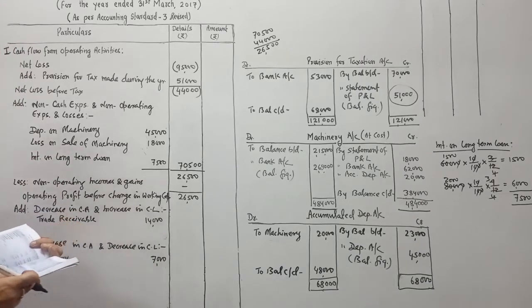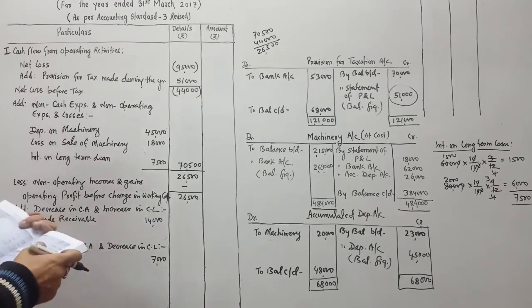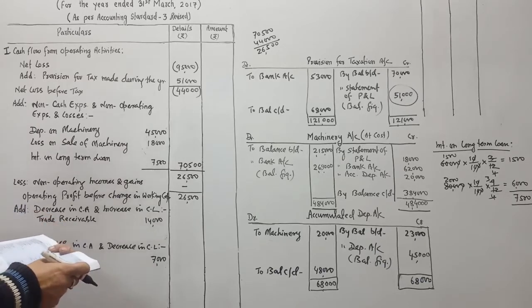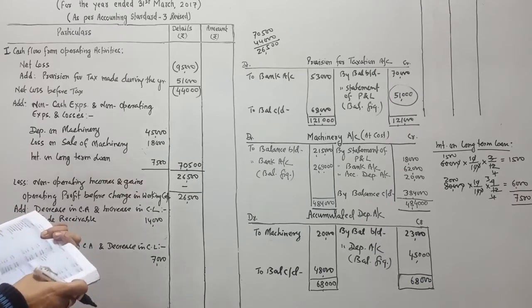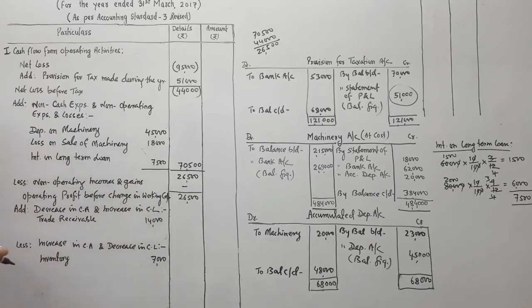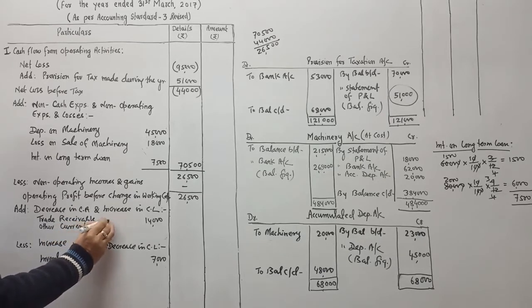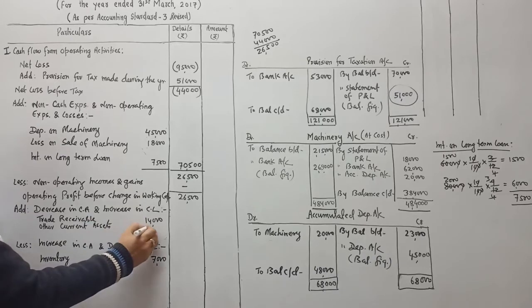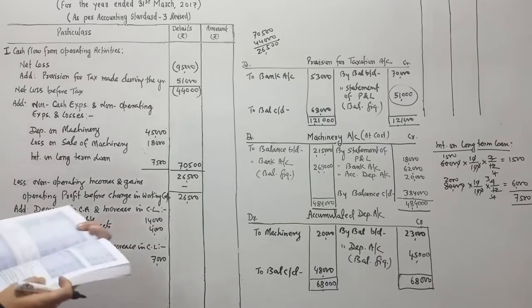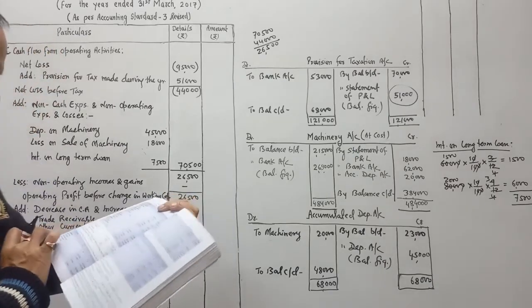Thereafter, the next current asset: last year it was 4,000 and this year the figure is blank. It means this is a decrease. So decrease in current assets means other current assets is decreased. Other current assets also decreased from 4,000 to 0. So it is 4,000.